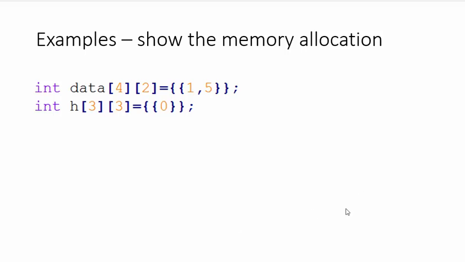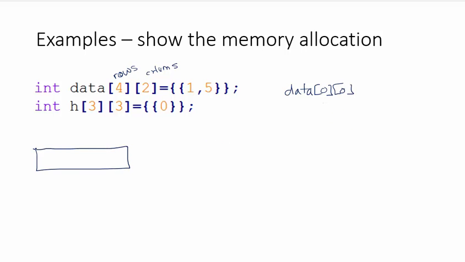So here's another example that we'll just do. Show the memory allocation for these 2 different arrays. But notice that I've initialized them kind of strangely. So let's show the memory allocation. For the data array, there's 8 elements, correct? So I would have data element 0, 0. This is rows, this is columns. So I have 1, 2, 3, 4 rows and 2 columns. Whoops, backwards. 4 rows and 2 columns. If I were to draw it more like a matrix, it would be 4 rows and 2 columns.